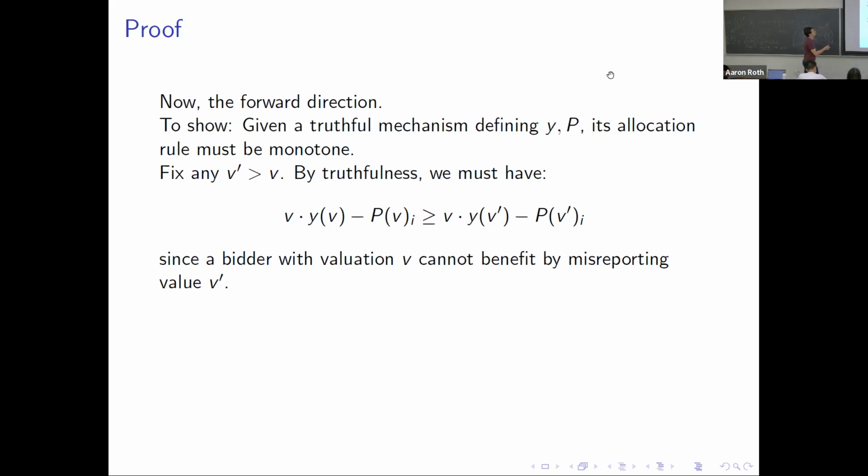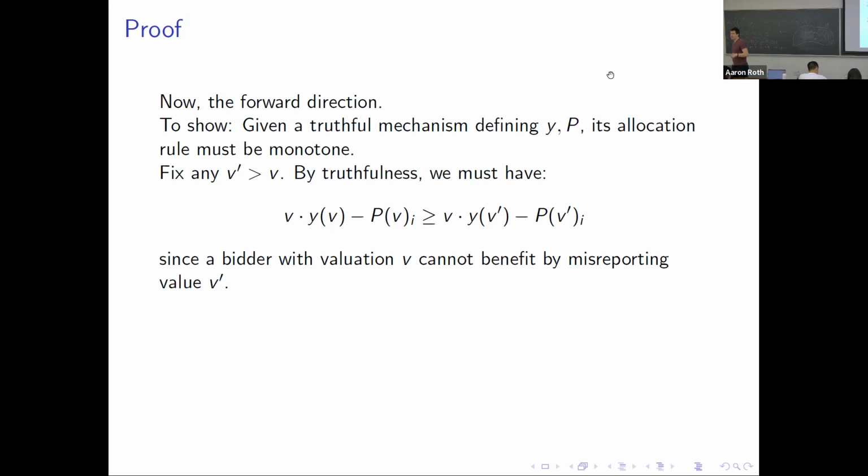Okay, and in particular, it has to be true for pairs such that v prime is bigger than v. So without loss of generality, let's assume that the misreport we're talking about, v prime, is bigger than v. So this is just the statement of dominant strategy truthfulness when your true value is v and your misreport is v prime.